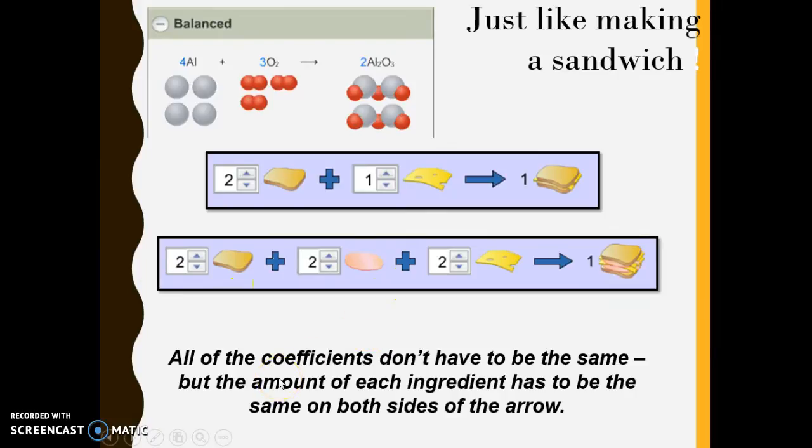What has to be the same is the amount of each ingredient and then the amount that you end up with in your product. So if you have 2 pieces of ham over here, you better have 2 pieces of ham in your sandwich. Just like here, if you have 4 aluminum atoms as your reactants, you better have 4 aluminum atoms as your products. If you have 6 oxygen atoms, your products need to have 6 oxygen atoms.